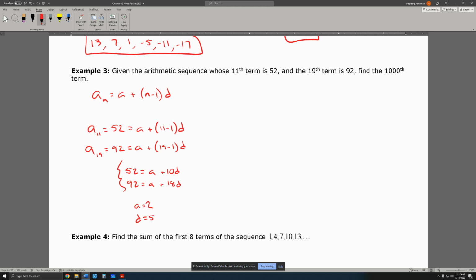Okay, so now that we have a and d, we can define our arithmetic sequence. a sub n is equal to 2 plus quantity n minus 1 times 5. Okay, and if I were to evaluate this for the 1000th term, a sub 1000 is equal to 2 plus 1000 minus 1, and then times 5. This is equal to 4,997. All right.